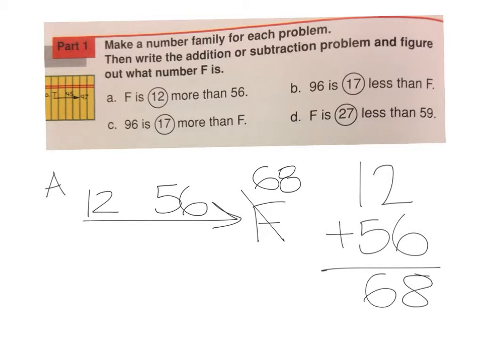So this is a complete working of A. You have a number family that's been completed, and you have the column addition problem also. So go ahead and pause the video here, solve the problems for B, C, and D. Once you're done with that section, come back for part 2.